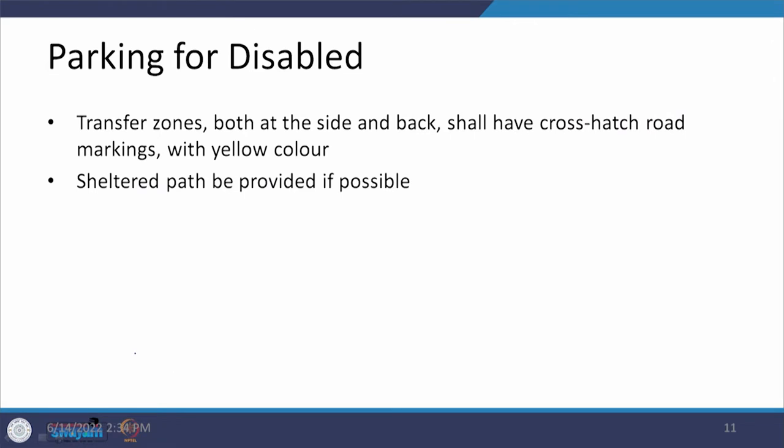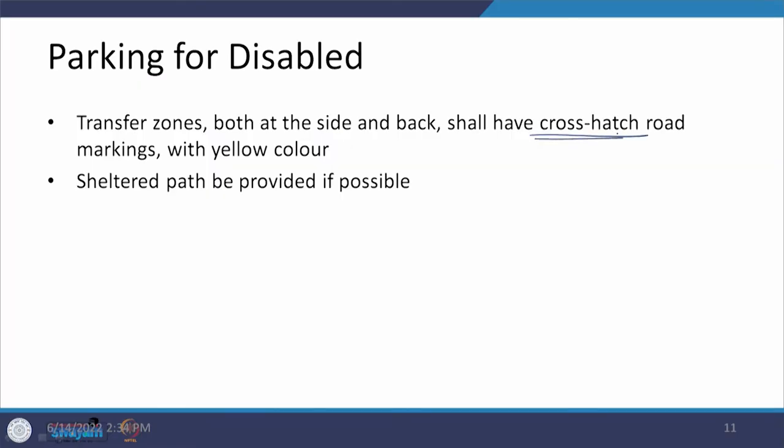Now, the transverse zones are going to be provided at the side as well as at the back, and they should have the cross hatch conditions. And if nothing has to be parked there, nothing is allowed to stand there, then we should use yellow color for that. If there is a possibility, then the path should be sheltered so that they have utmost comfort while using this parking as well as going to the location or the desired point where they have an activity to be performed.